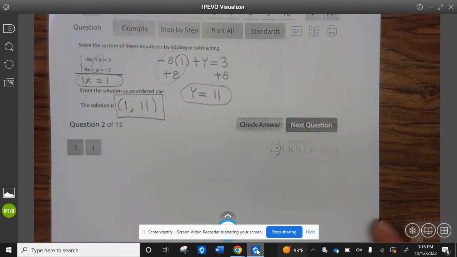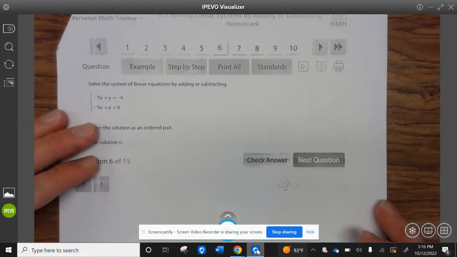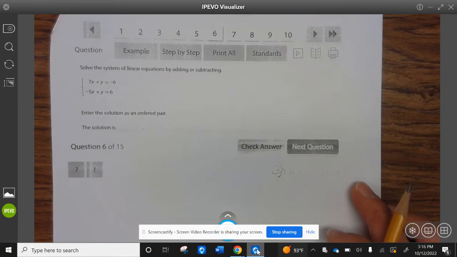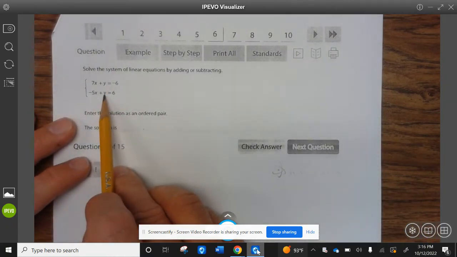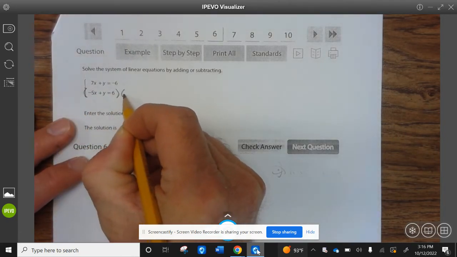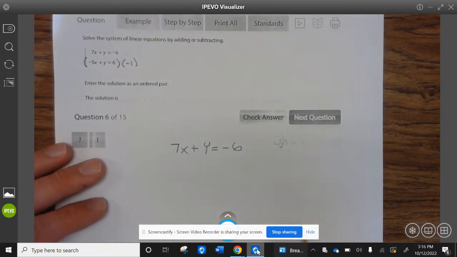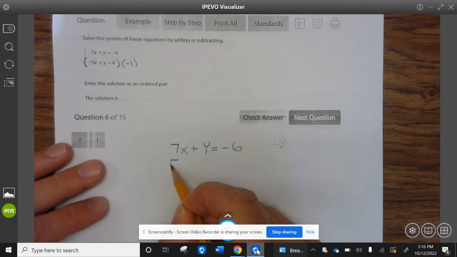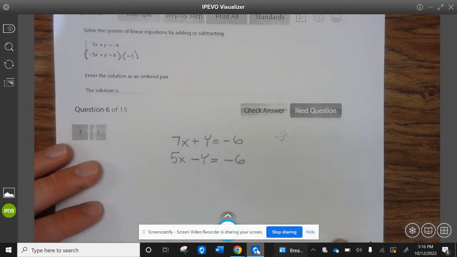All right, go and finish up that example, and let's take a look at the next example. All right, solve the system of linear equations by adding or subtracting. Okay, so here we have y's are the same, but we need one to be positive, one to be negative. So we're going to multiply the second equation by negative 1. So we're going to leave the first equation alone, 7x plus y equals negative 6. Now multiply everything by negative 1, so it becomes positive 5x minus y equals negative 6.